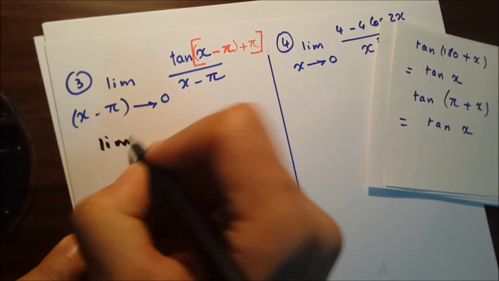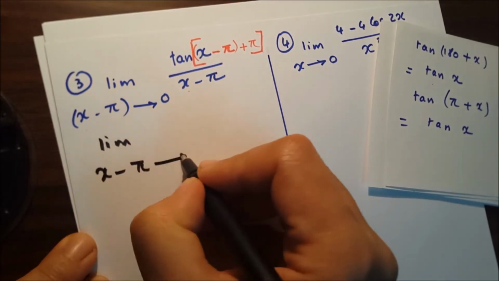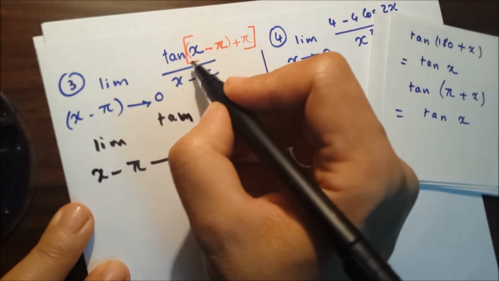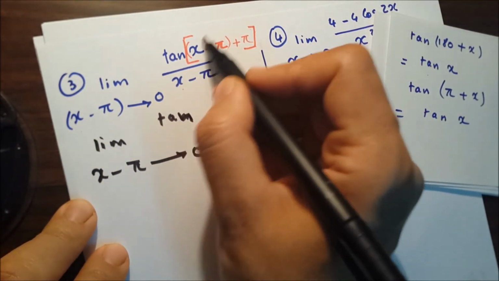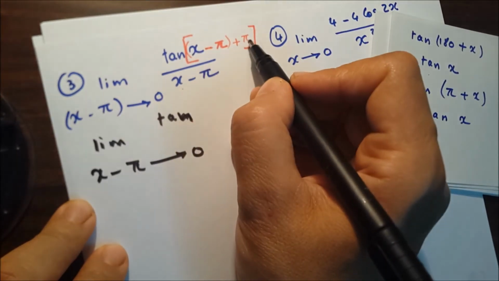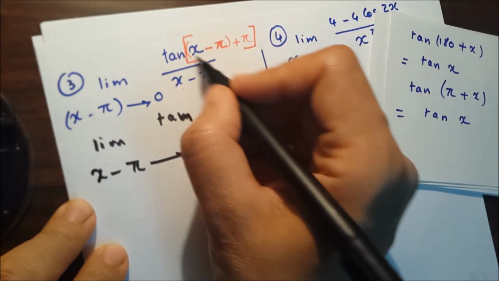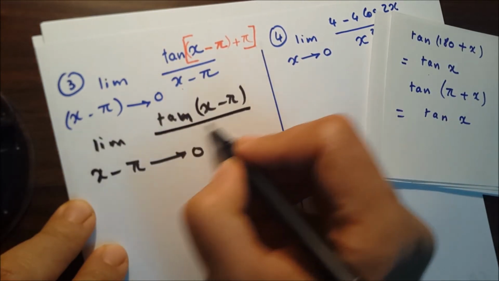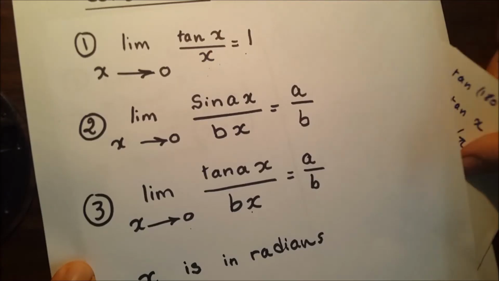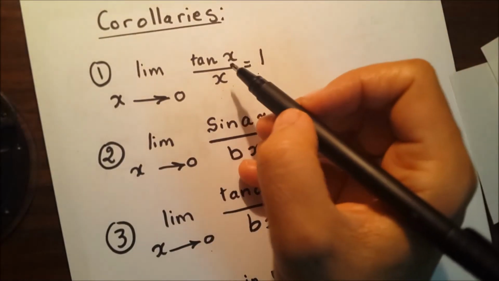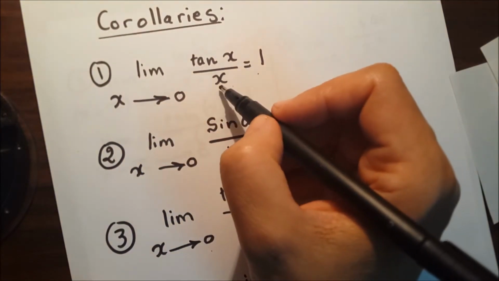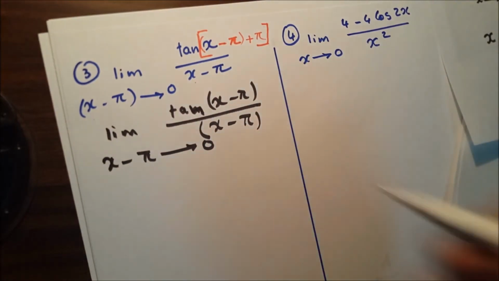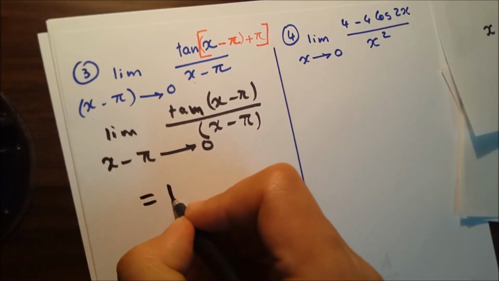So the limit as x minus pi tends to 0 of tan of x minus pi plus pi, or tan of an angle plus pi, is equal to tan of the same angle. So this is equal to tan of x minus pi. So the denominator is also x minus pi, and the corollary is also applicable here. So the limit as x tends to 0 of tan x over x is equal to 1. The angle here is x minus pi, so this is equal to 1.